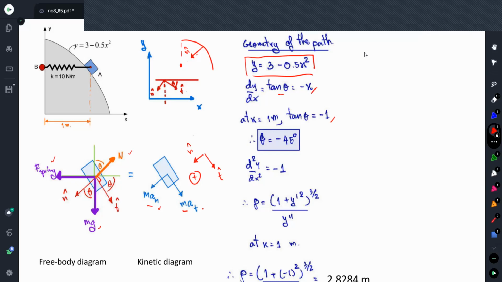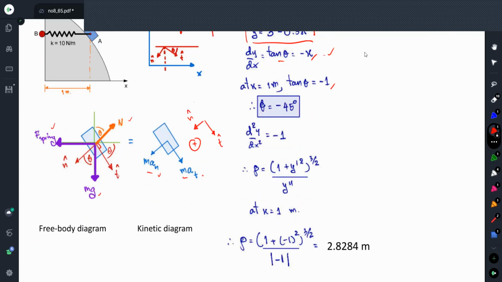Okay, and if you take the second derivative of the path equation, take the derivative of this equation again, we obtain d²y/dx² that becomes minus 1. Okay, for this case, if we follow this step, we draw the picture already. And we also have the normal force that's always normal to the path. Okay, for the curve path, we already know the path.